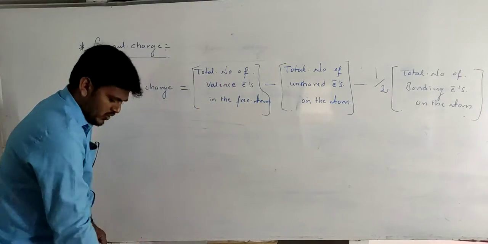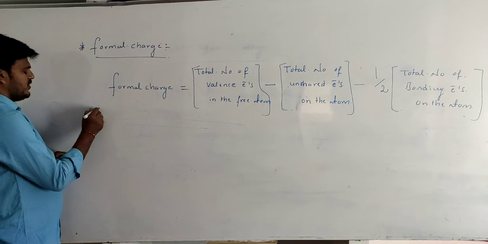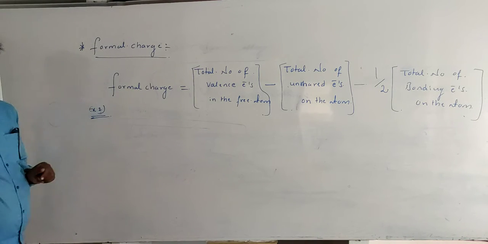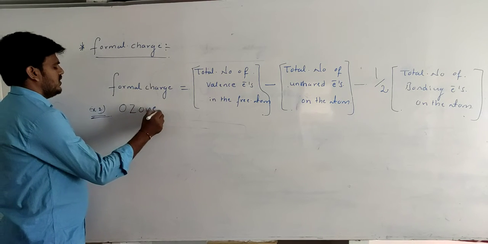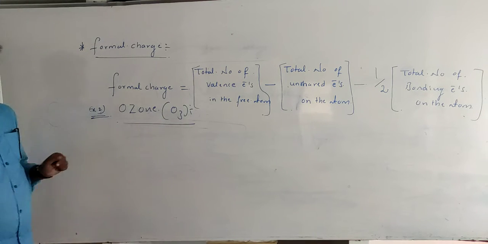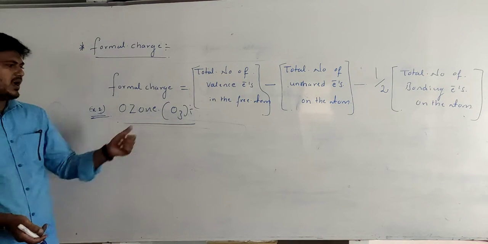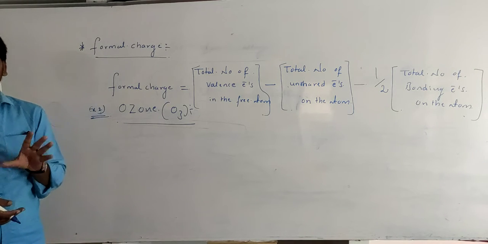Example 2. Textual example is ozone. Generally, the ozone formula is O3. In ozone, the total oxygen atoms are 3. Ozone formula O3. First of all, the Lewis dot structure of ozone.